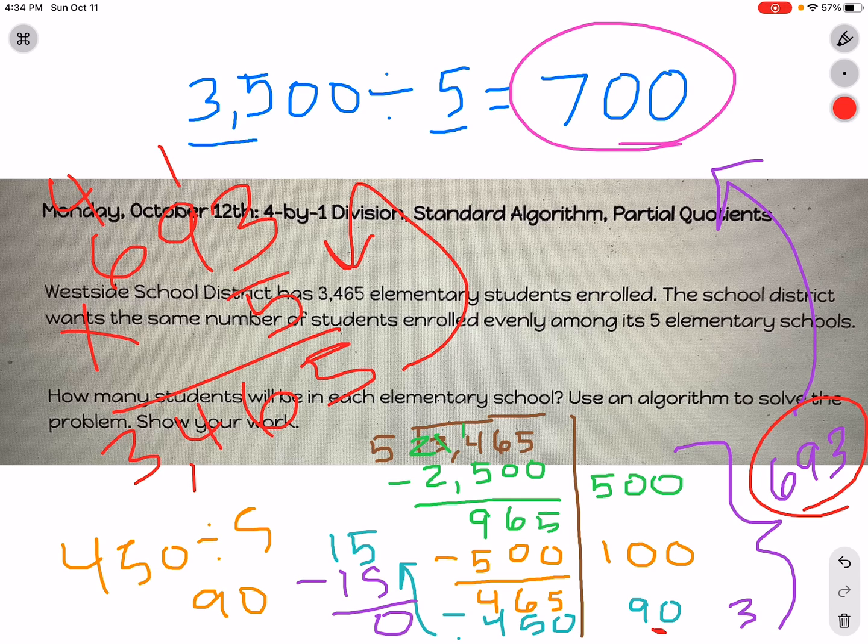So, how many students will be in each elementary school? If we divided them all up evenly among 5 elementary schools, the answer is 693.